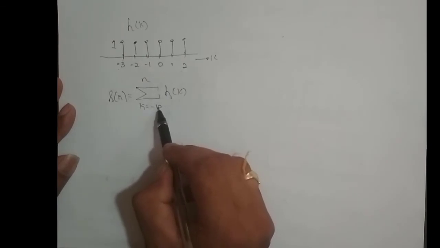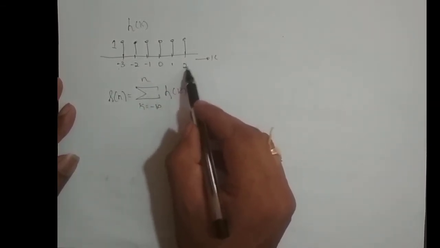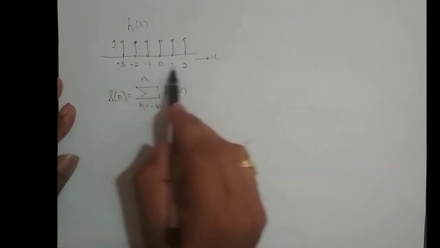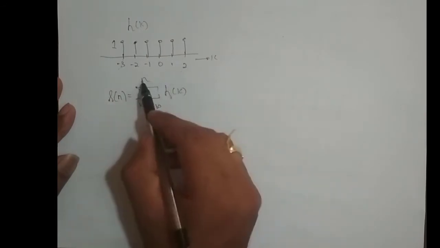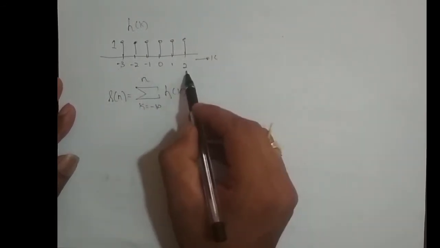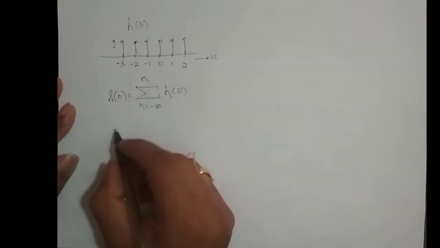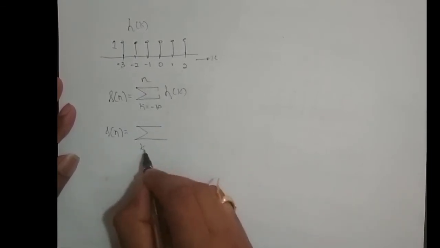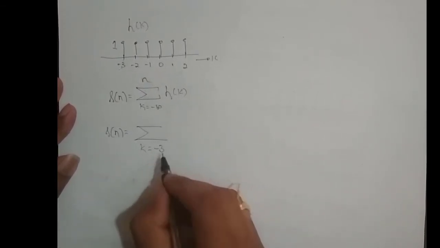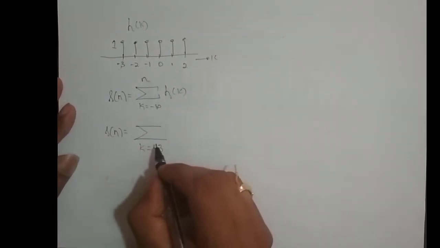So in the k, I'll change the limit. It is from -3 to 2, but I cannot put the end value 2. It depends upon where I keep this slider n. It starts from -3 and ends depending upon where I keep this n value, and at maximum I can keep this n value at 2. I cannot go beyond 2. So S of n is equal to summation k varying from -3. Why did I write -3? Because the signal starts at -3. And n.